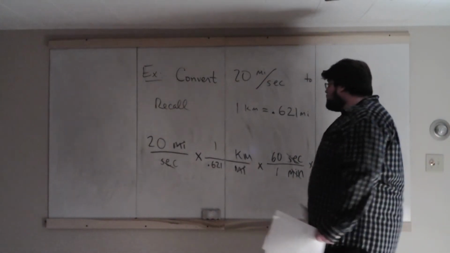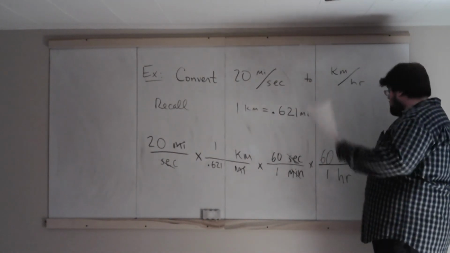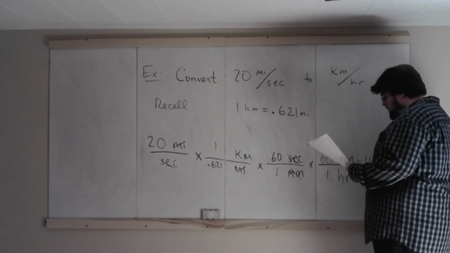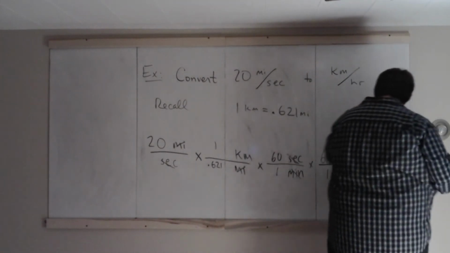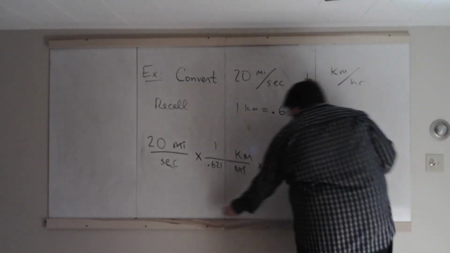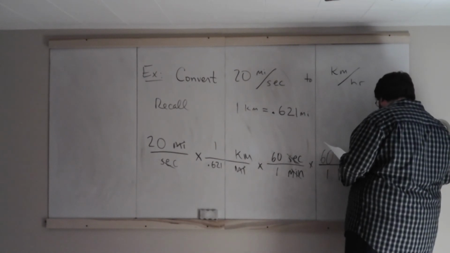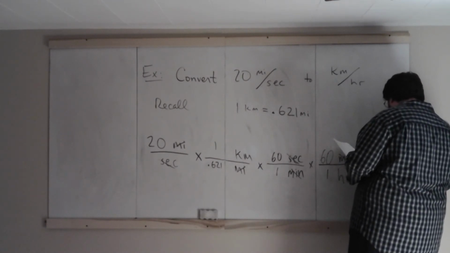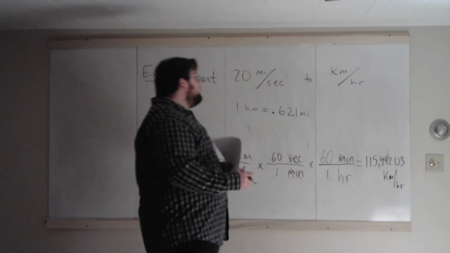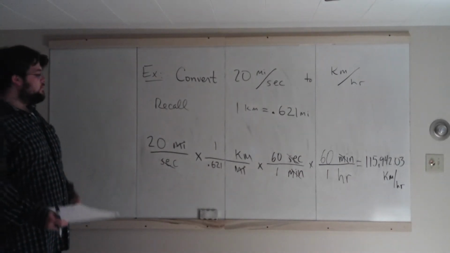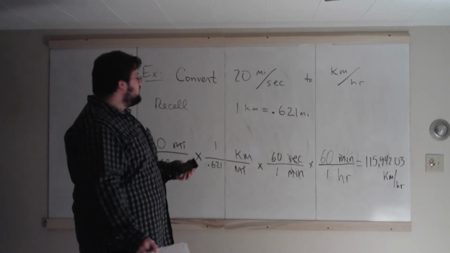You do this multiplication, 20 times 60 times 60 divided by 0.621, you get 115,942.03 kilometers per hour. I can't read numbers off my paper. So with these unit conversions, keeping the units organized is very important. It's the most important thing.